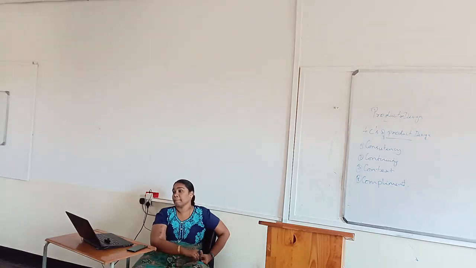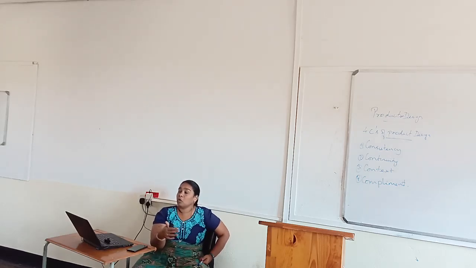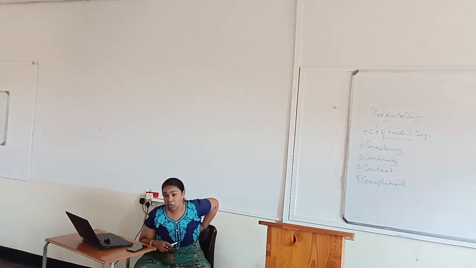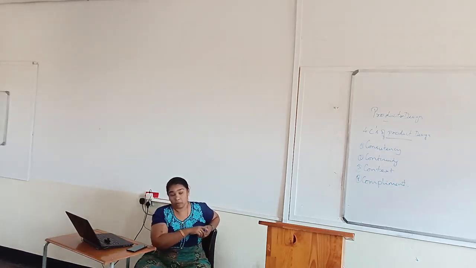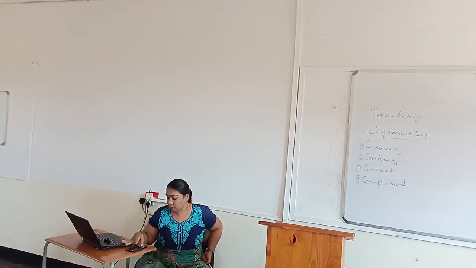Please differentiate consistency and continuity. Continuous means the production should be continuous. Consistency is about the quality of the products. For continuity, all 365 days your production should be going. There should not be any break in the production. So these are the 4 C's of product design.